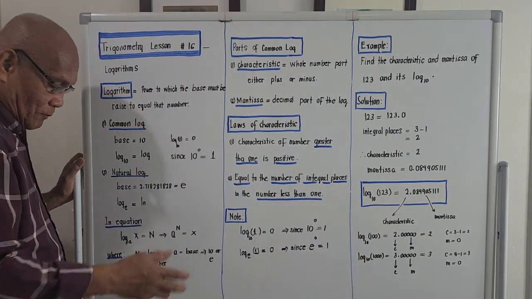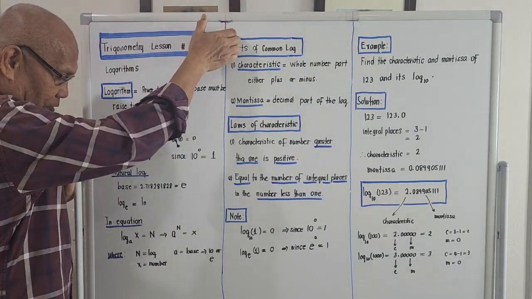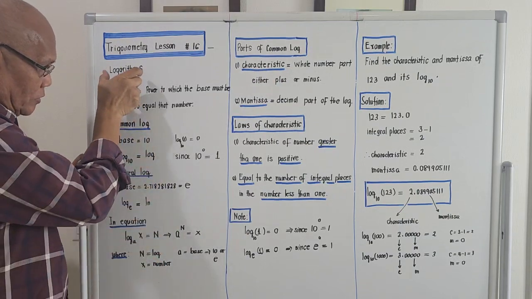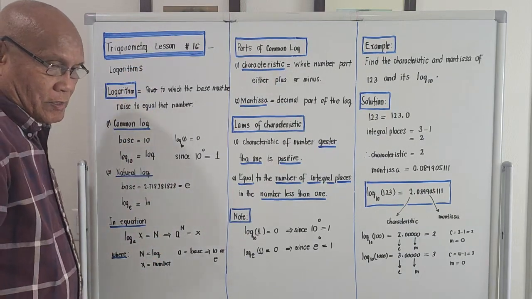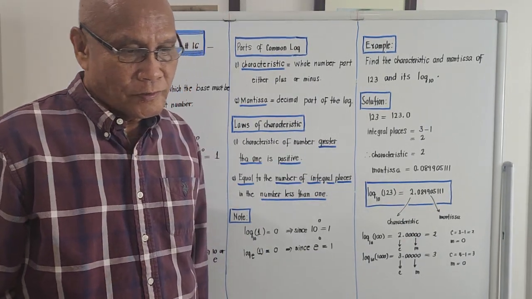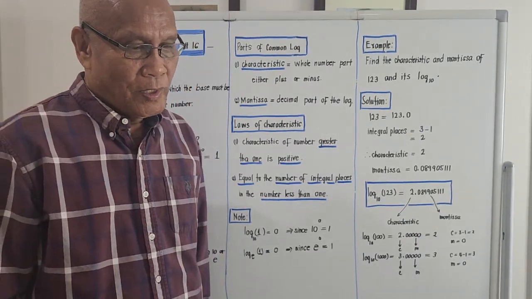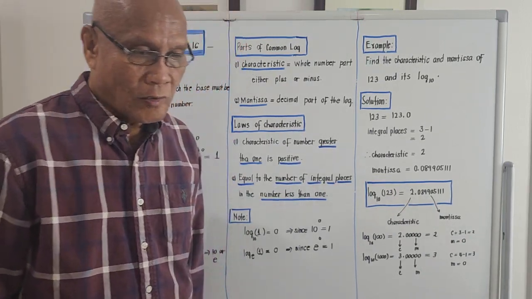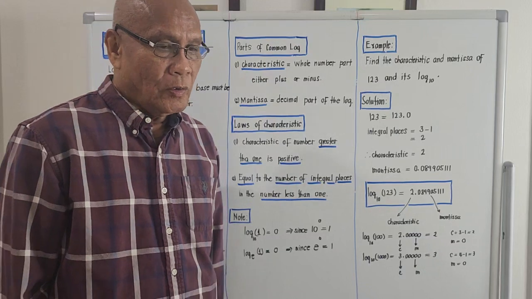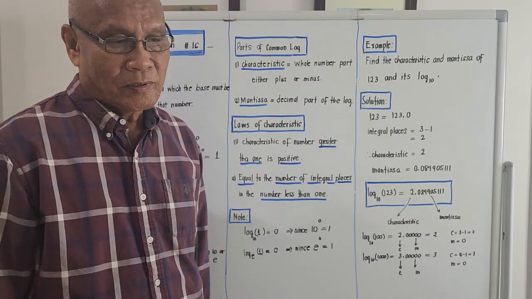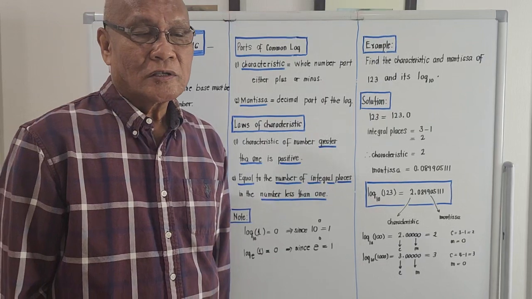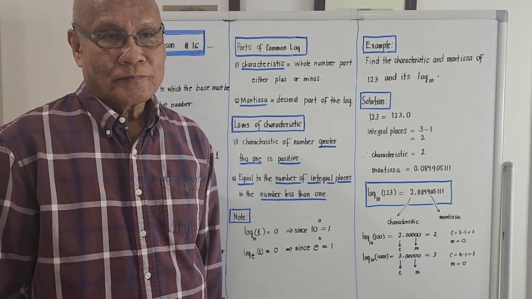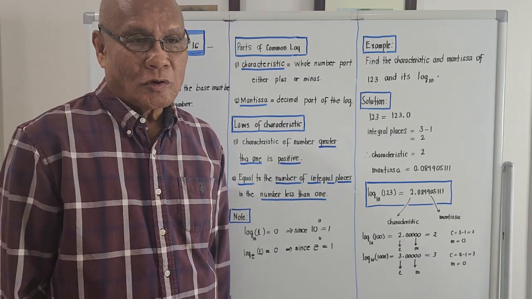Subject matter for tonight will be trigonometry, lesson number 16, and the subject matter is logarithms. Okay, under the study of algebra, we have some logarithm topics over there. And still, under the study of trigonometry, we still discuss logarithms, because in the solution of the so-called right triangle problems, we use logarithms.